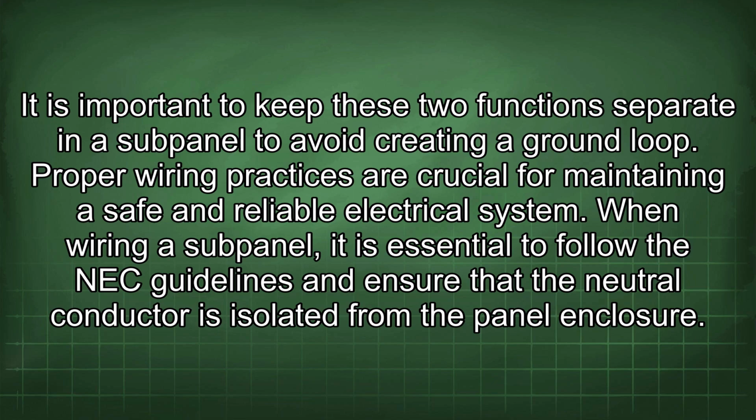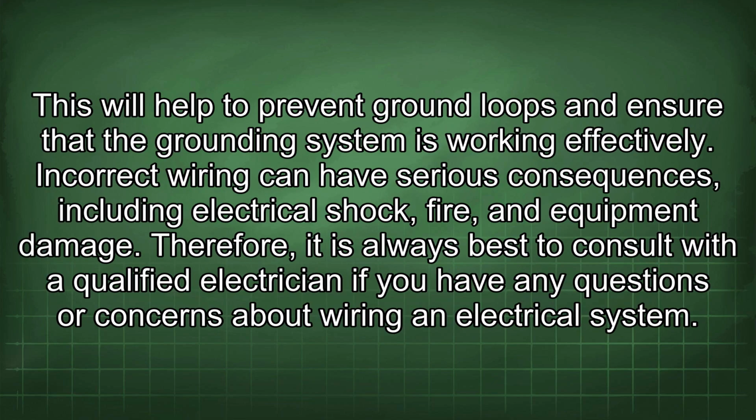Proper wiring practices are crucial for maintaining a safe and reliable electrical system. When wiring a subpanel, it is essential to follow the NEC guidelines and ensure that the neutral conductor is isolated from the panel enclosure. This will help to prevent ground loops and ensure that the grounding system is working effectively. Incorrect wiring can have serious consequences, including electrical shock, fire, and equipment damage.